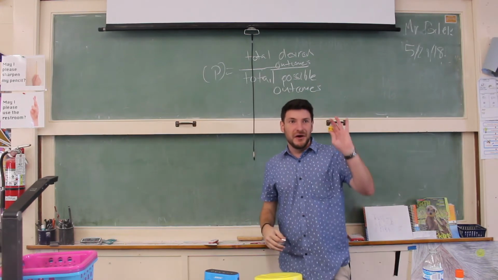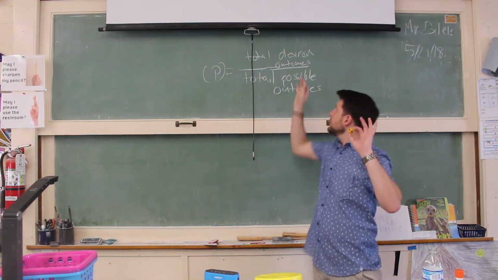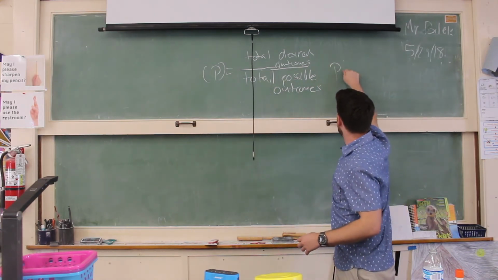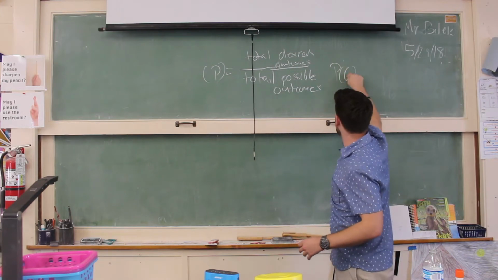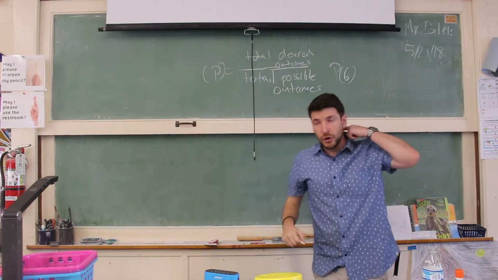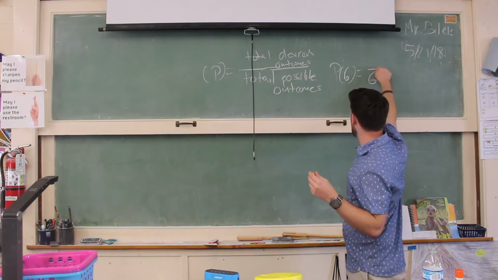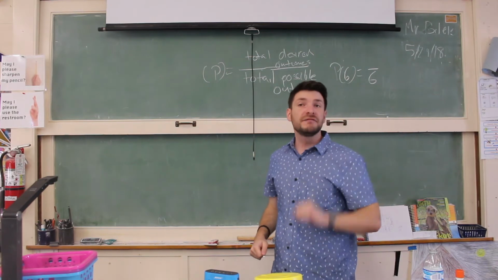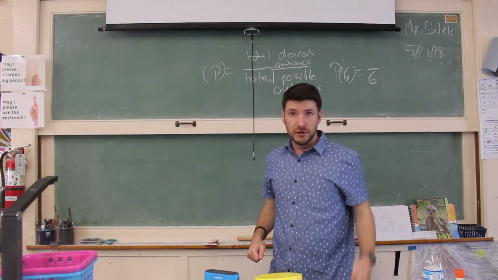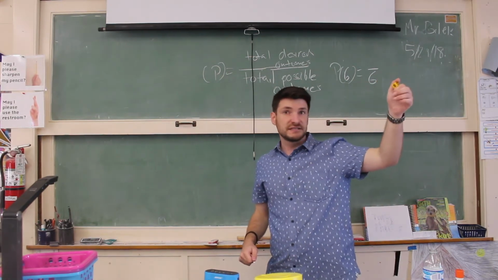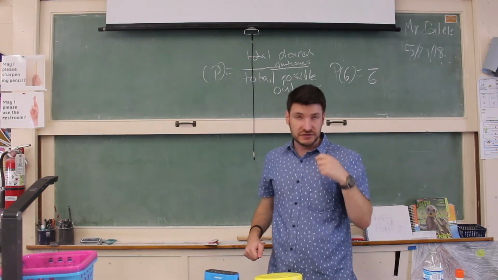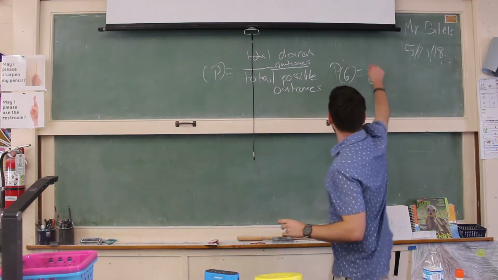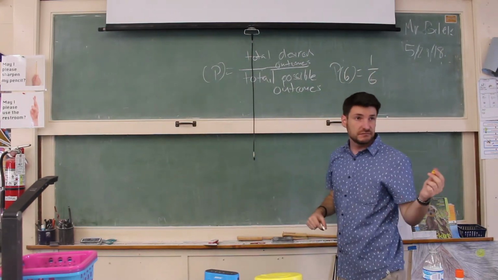Now, let's look at this die. Total desired outcomes over total possible outcomes: the probability of getting a 6, or rolling a 6. Well, we know that there are 6 possible options we can have, because there are 6 sides to this die, and only one of them is a 6. Hopefully you only find one 6 on this die, unless it's a trick die, which you shouldn't use. That's cheating. So our probability is 1/6.